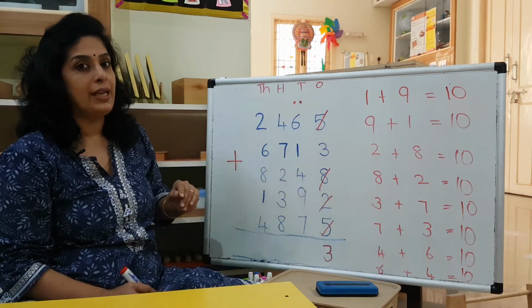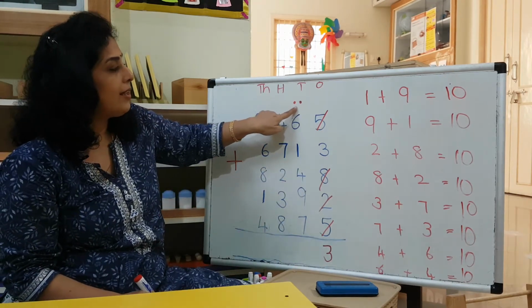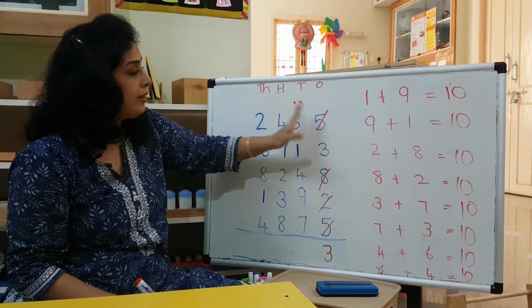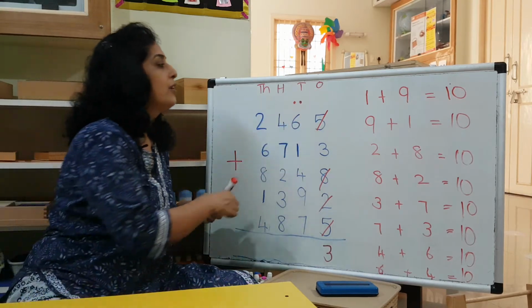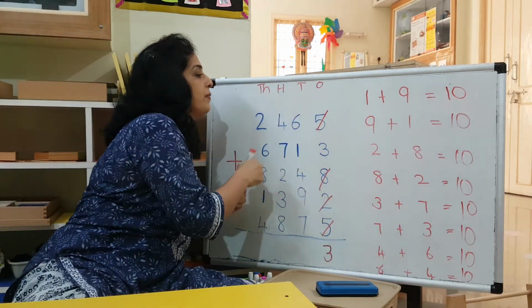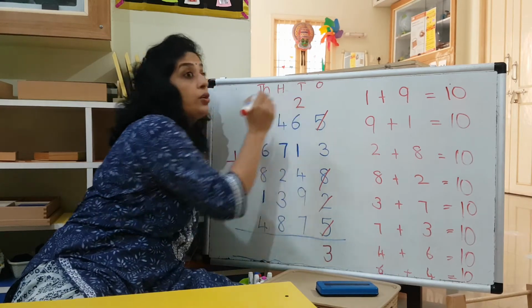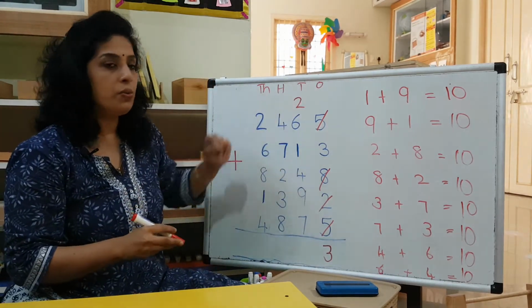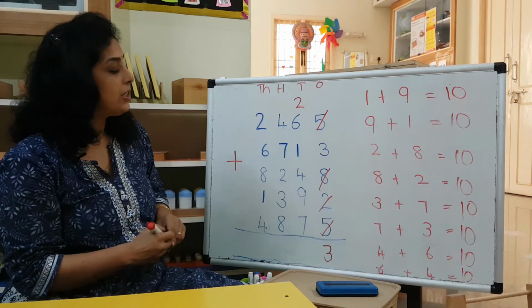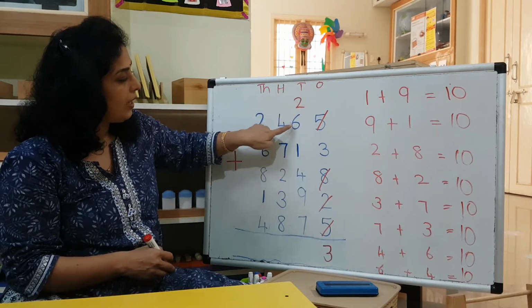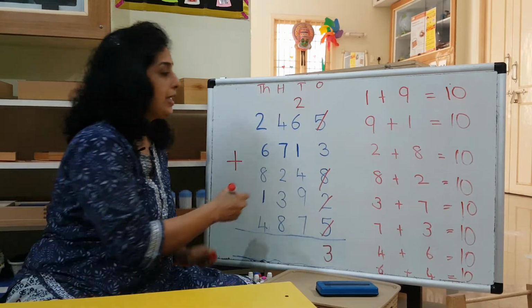Now let's move to the 10. How many 10s are extra here that we brought here from one side? 2 10s. So let me write it here. 2. I got 2 10s. The 2 dots are 2 10s. Now let's do the addition. What do you see here? I can say 6 plus 4 is 10.